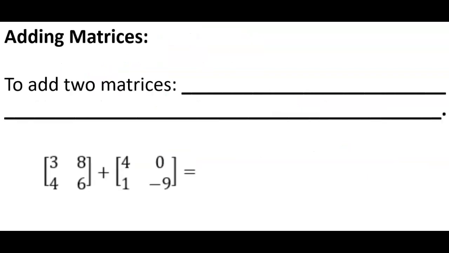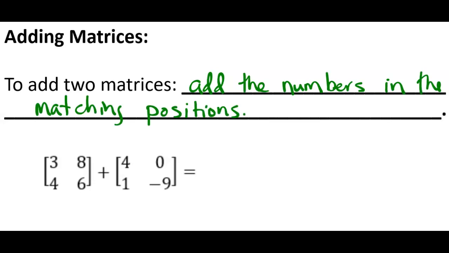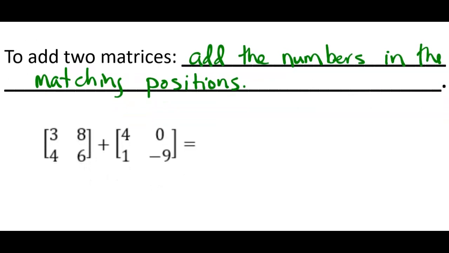When we are adding two matrices, we're going to add the numbers in the matching positions. What do I mean by that? Well, 3 is in the same position as 4. So I'm going to add that together. 3 plus 4 is 7. Okay? And 8 is in the same position as 0. So I'm going to do 8 plus 0, and that's 8.